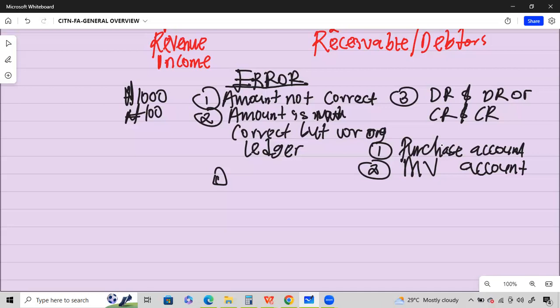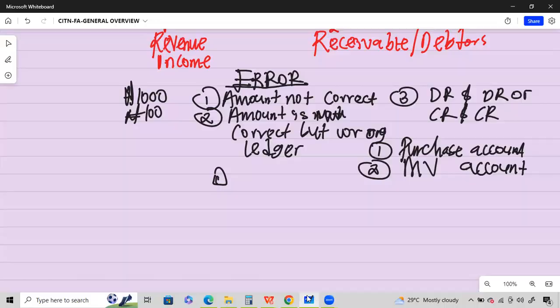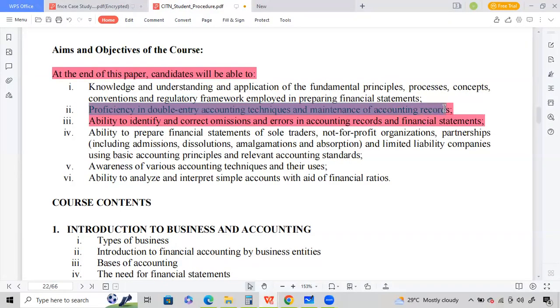The other one, which is the third one I explained, is debit, credit. So there are different types of error. As an accountant, if you're able to identify these errors, and if you want to be good in how you correct errors, you must learn your double entry system very well. Once you understand this number two very, very well, and you know your double entry very well, then correction of error is also going to be a simple thing for you to do.